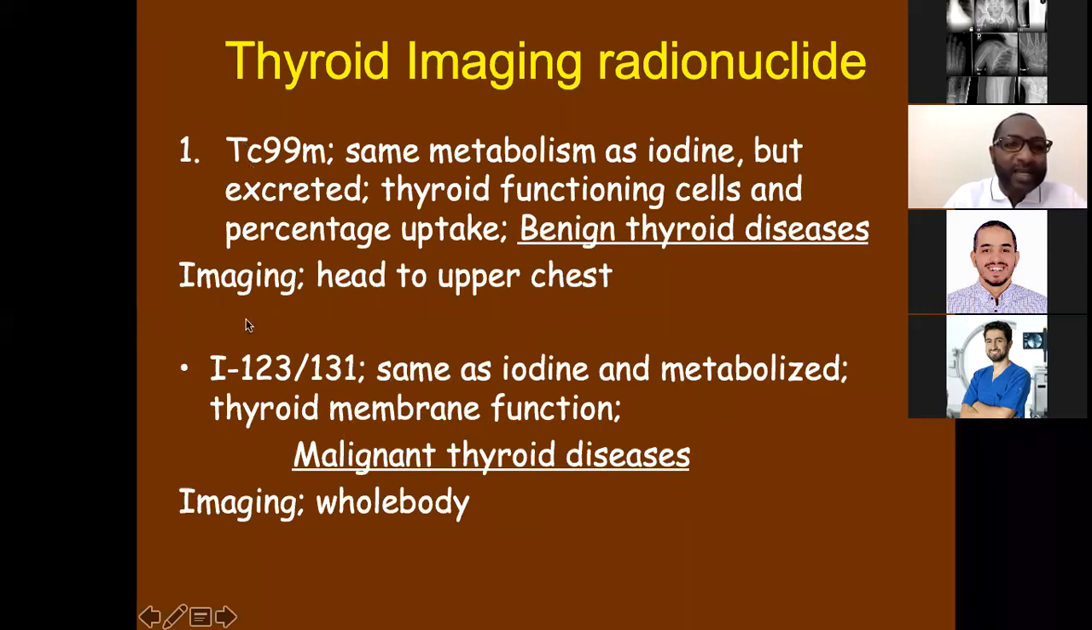But the advantage of iodine-131 is that it also undergoes the same process of metabolism. In the end, it is incorporated into the thyroid hormone, so it is metabolized. It is not excreted like you have with pertechnetate. And the advantage of that is that we can look into detail at thyroid metabolic function. And this is more important when we are imaging malignant thyroid diseases. In this case, because we are imaging for malignancy, the images are whole body.